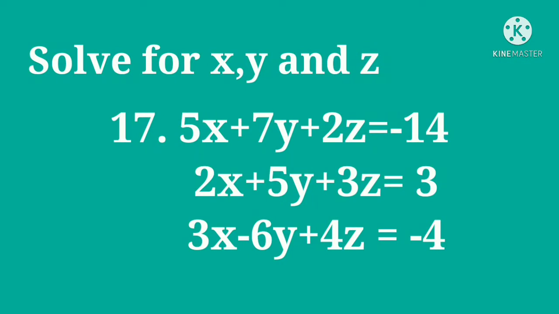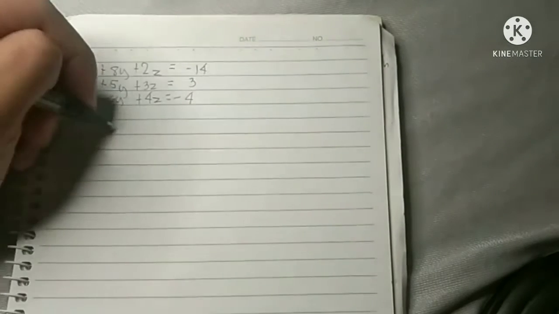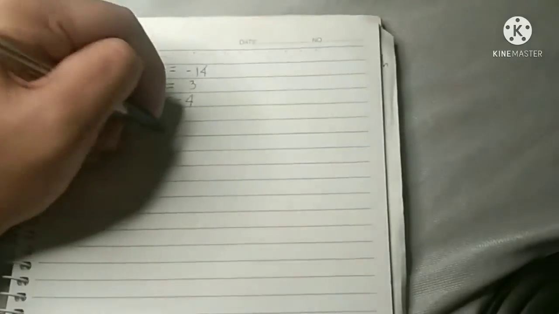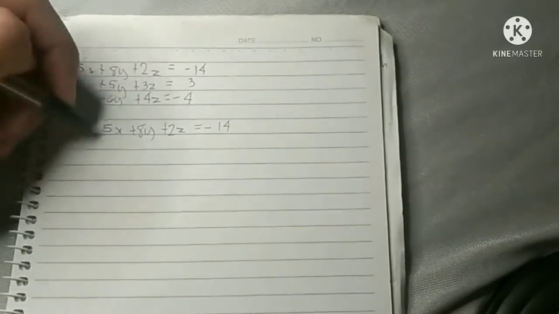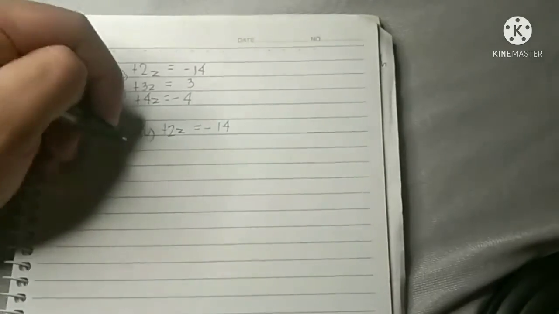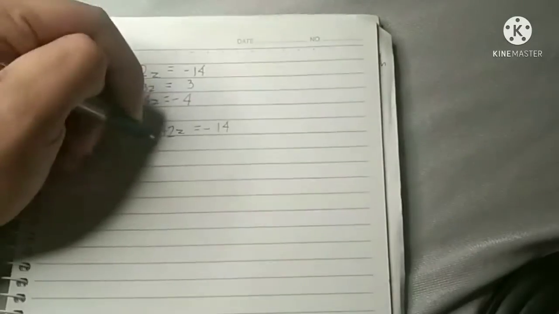So for number 17, we will solve for x, y, and z. So 5x plus 7y plus 2z equals negative 14, and 2x plus 5y plus 3z equals 3, and 3x minus 6y plus 4z equals negative 4. So to solve number 17, we will use the elimination method, but first we need to choose two equations. So I choose 5x plus 8y plus 2z equals negative 14, and 2x plus 5y plus 3z equals 3.